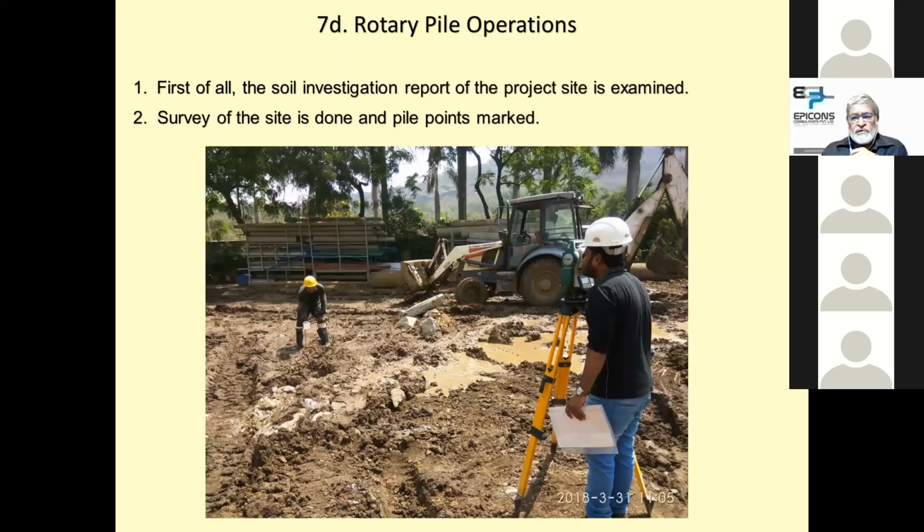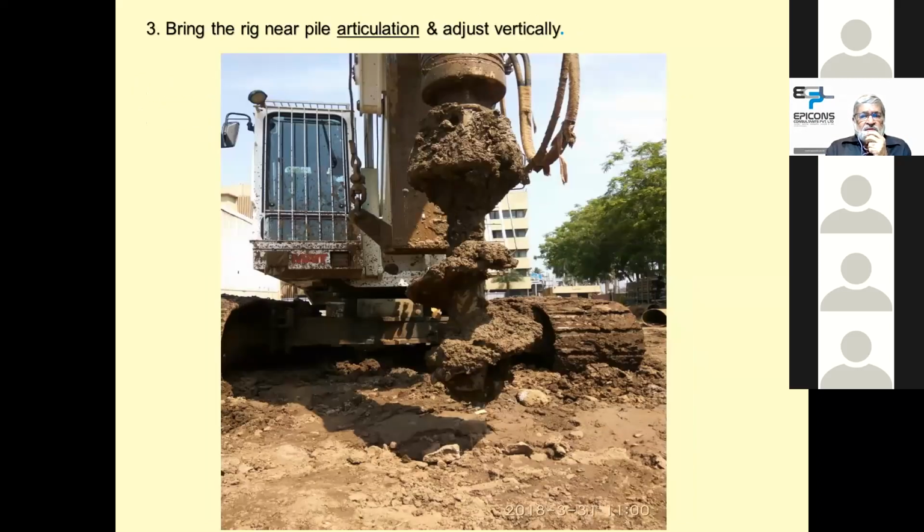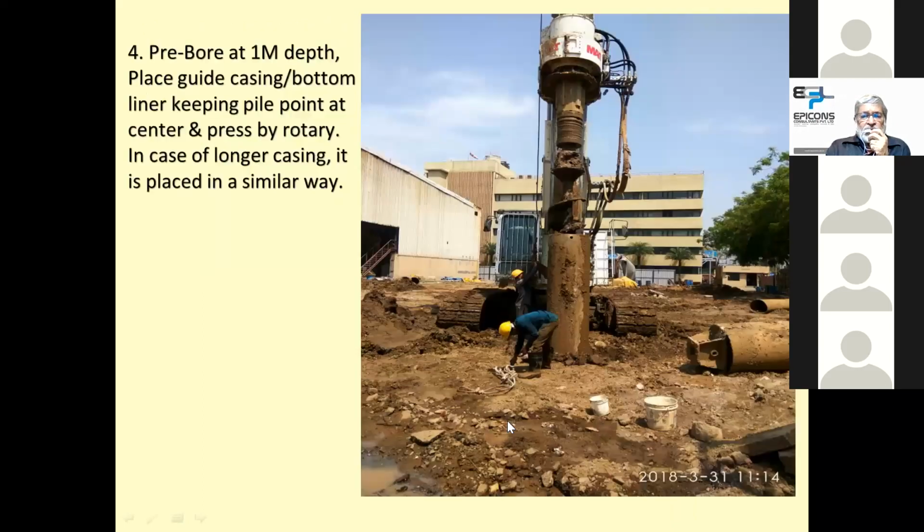Now there are a few photographs explaining how the operation is done. So basically, soil investigation, the report of the project is examined, survey of the site is done, and pile points are marked. Second, the rig is brought near the center of the pile and it is aligned so that the tip of the auger is exactly at the center of the pile.